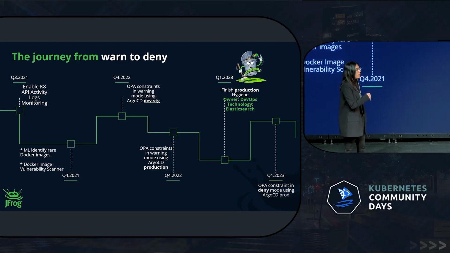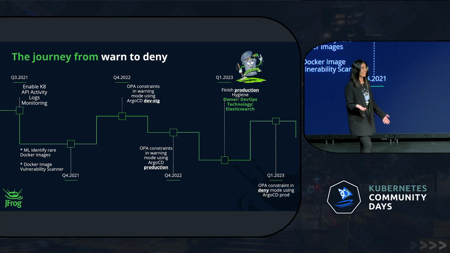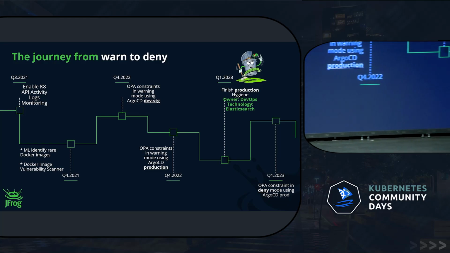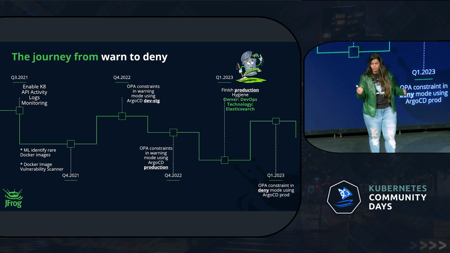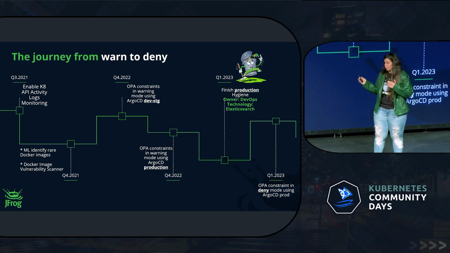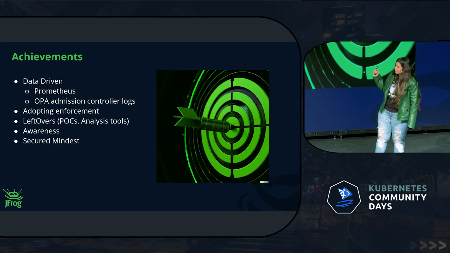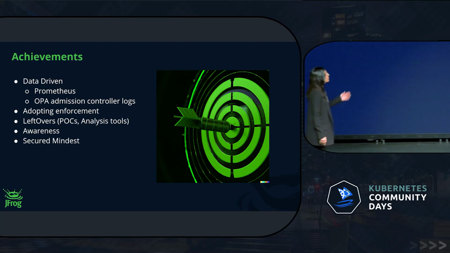We collected OPA violation logs to Elasticsearch through this whole phase, and this way we saw the number of violations decreasing. Oh, all right, that's great. So once there were no more new violations, we ran a few tests and moved forward from warning to deny.